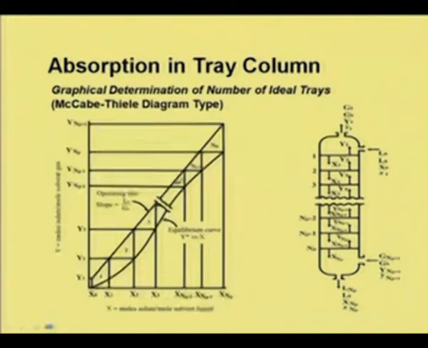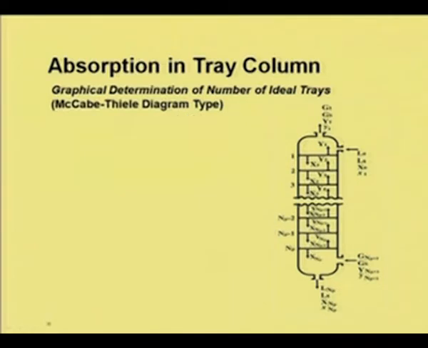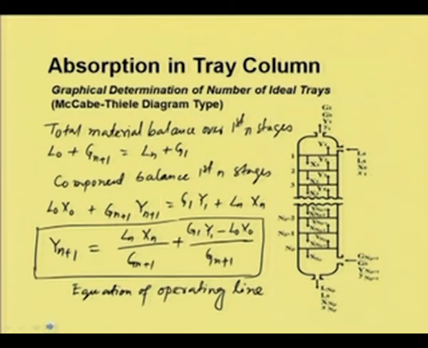Now, if we apply the earlier assumption of constant molar overflow rate, that is, all L will be constant and G will be constant, then we can write y n plus 1 equals L by G x n plus y 1 minus L by G x naught. So, this is the equation of a straight line.